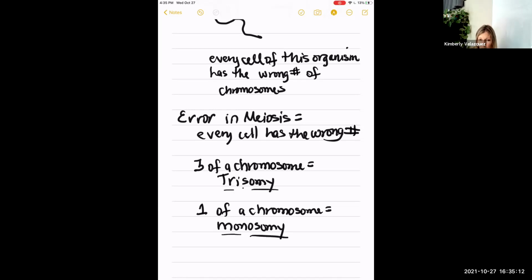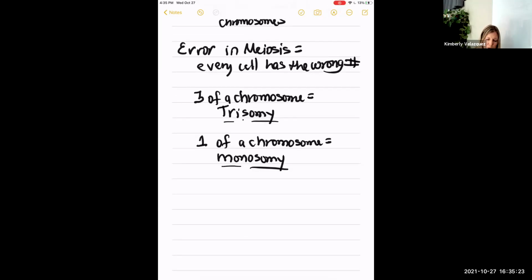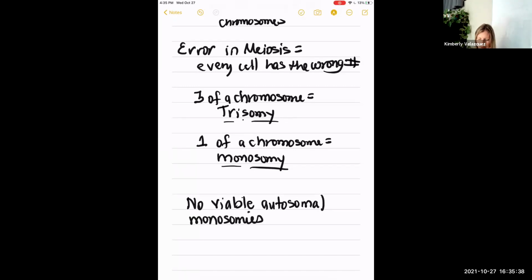Remember, you have to have 2 of every chromosome to make your proteins correctly. For the autosomes, here's the rule. In humans, there are no viable, meaning survivable, autosomal monosomies. You must have at least 2 of a chromosome. Remember, autosomes are 1 through 22 on your chromosomes.